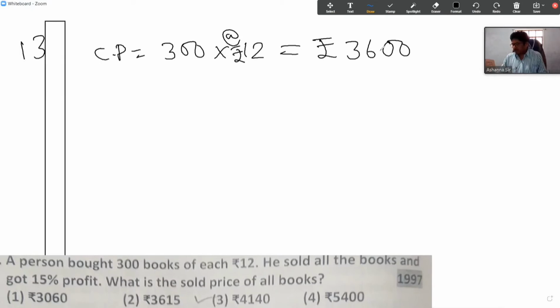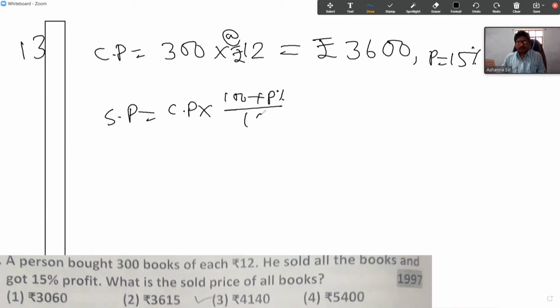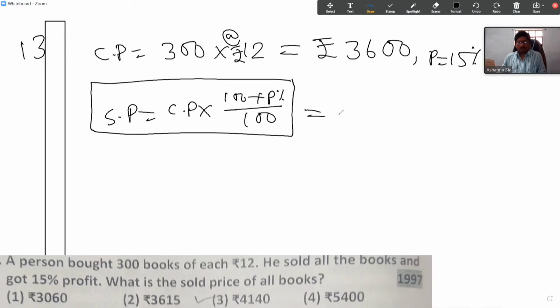He sold all the books and got 15% profit. Profit is 15%. So selling price is equal to cost price into 100 plus profit percentage by 100. So cost price 3600 into 100 plus 15, 115 by 100. 2 zeros cancel. 36.